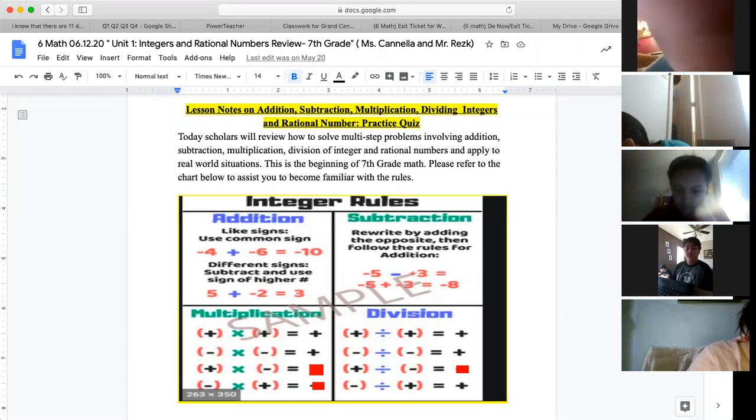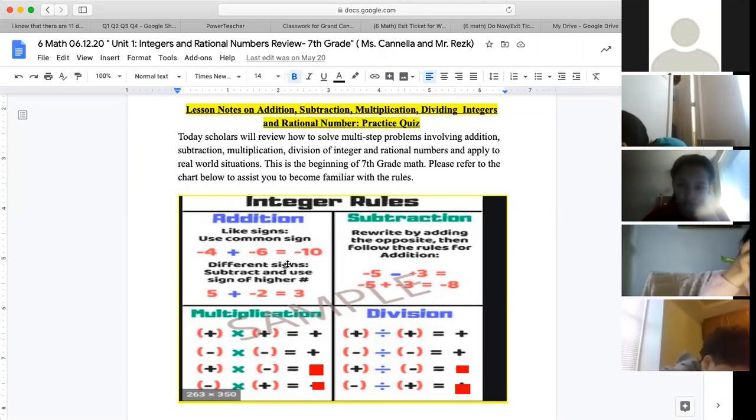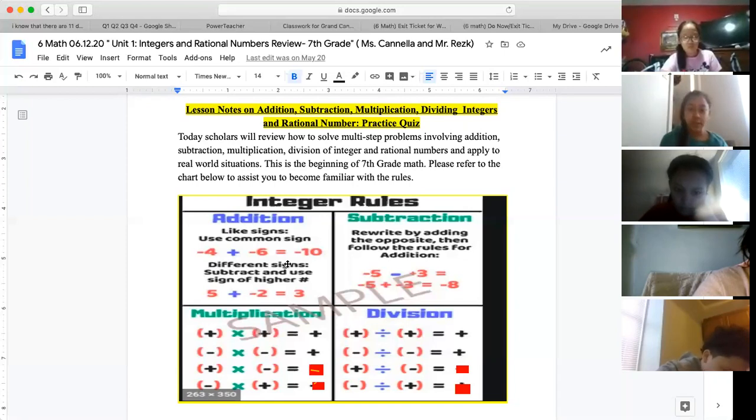Ulysses, can you read for me the addition part? Addition, like signs, use common signs. -4 plus -6 equals -10. Different signs, subtract and use sign of greater. 5 plus -2 equals 3.